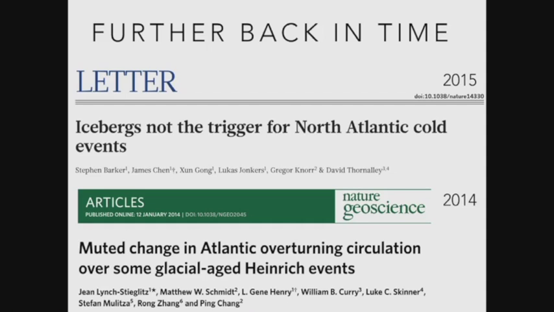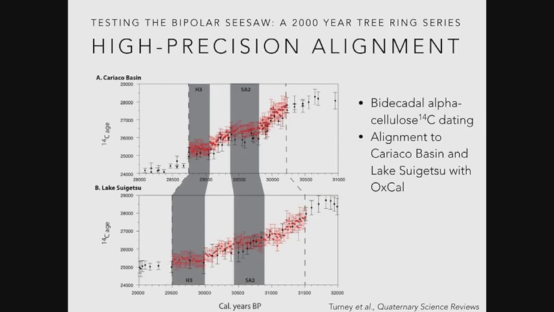But there's been more work since. It doesn't look like the Atlantic was massively overturning the whole time. There's a wealth of papers. The problem we've got, though, is we've got this anti-phase temperature response between the north and south. So if it's not being shut down by the ocean, what's driving it?